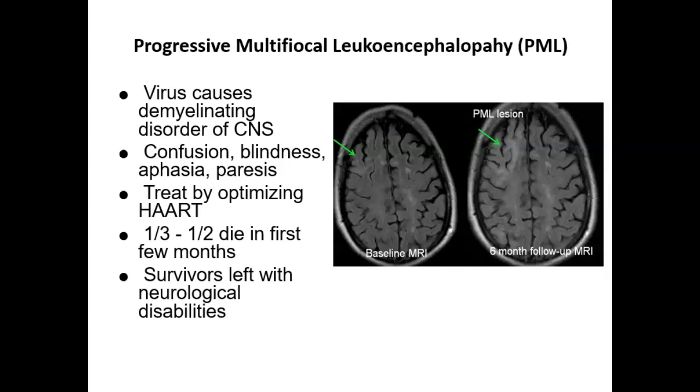PML is a central nervous system demyelinating disorder. We're looking for confusion, blindness, aphasia, paresis, and you could see this on the patient's baseline MRI, and then 6 months later he has the lesions there. Severe neurological disabilities can occur as a result of this.